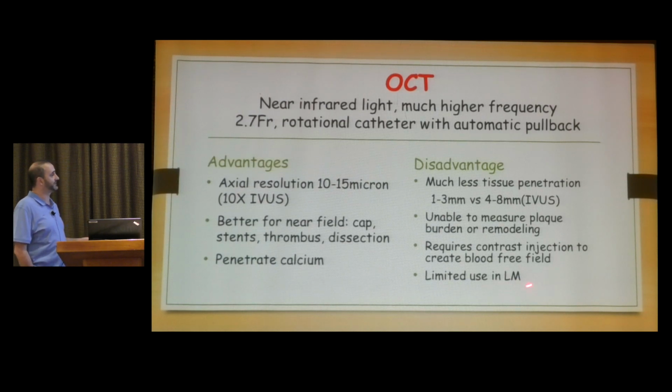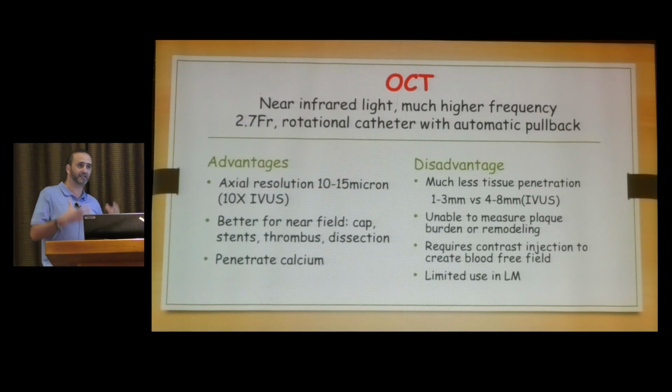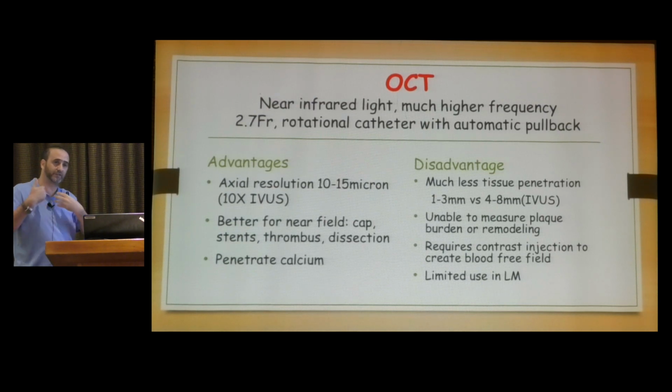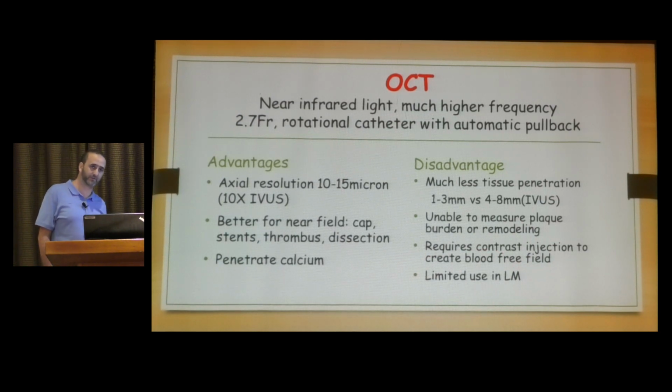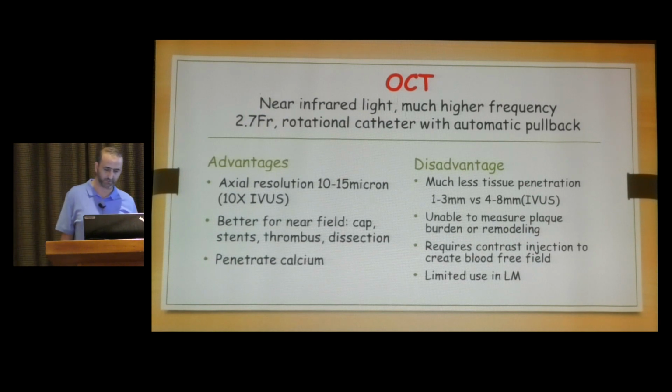And again, it has very limited use in left main because it's very hard to clear the left main of blood. The reason we give contrast with OCT is that the blood, the RBCs, reflect the infrared light. So we have to clear the system so you can see the pictures. And it's very, very hard to give enough contrast to clear the red blood cells from the left main. So it has very limited use. I think these are the two main reasons why, when OCT technology came out, we thought it was going to take over IVUS and throw IVUS away, but that didn't happen.